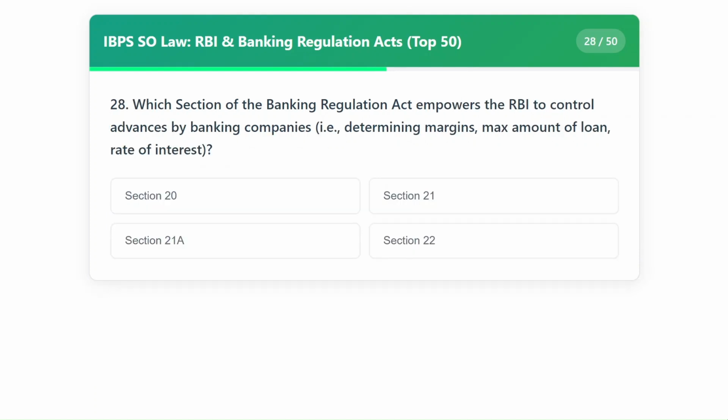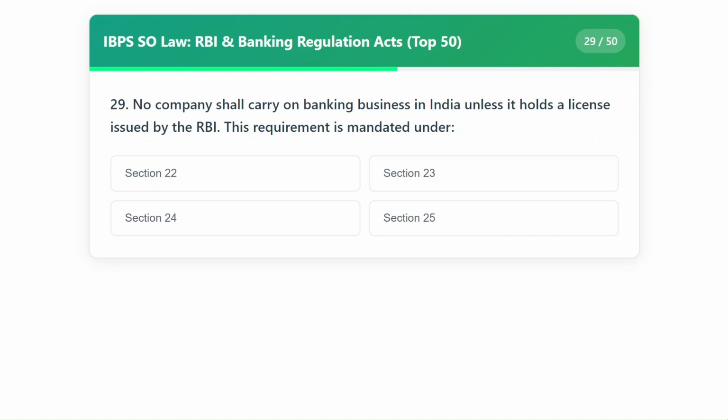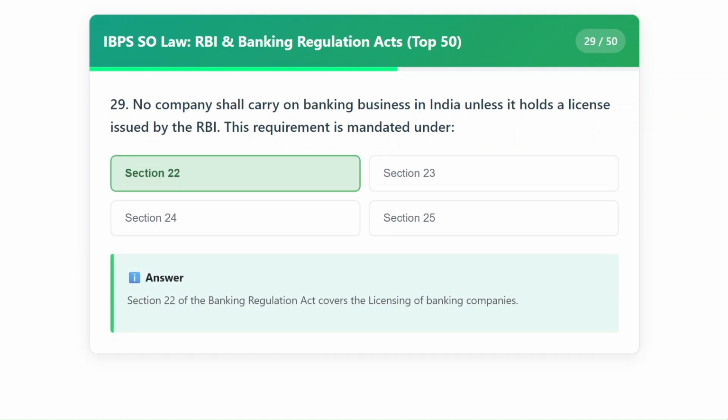Which section of the Banking Regulation Act empowers the RBI to control advances by banking companies? Section 21. No company shall carry on banking business in India unless it holds a license issued by the RBI. This requirement is mandated under Section 22.